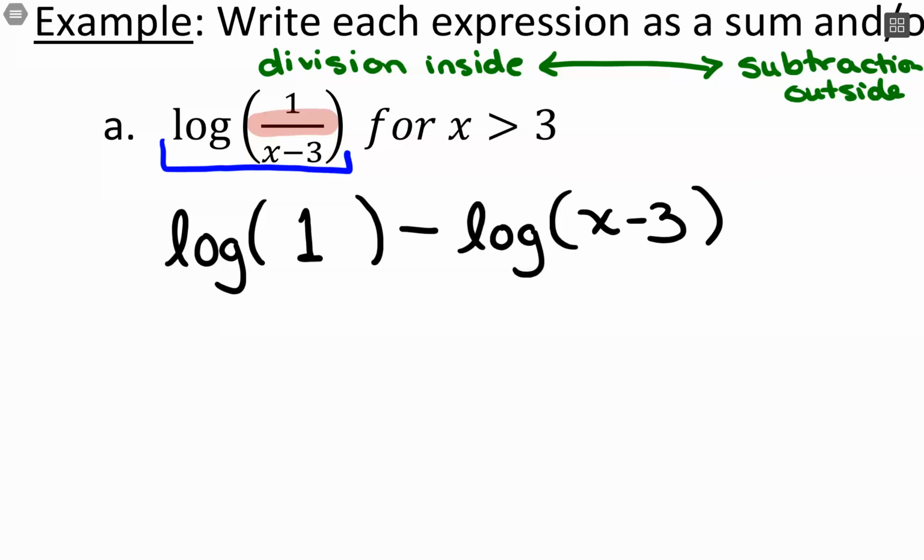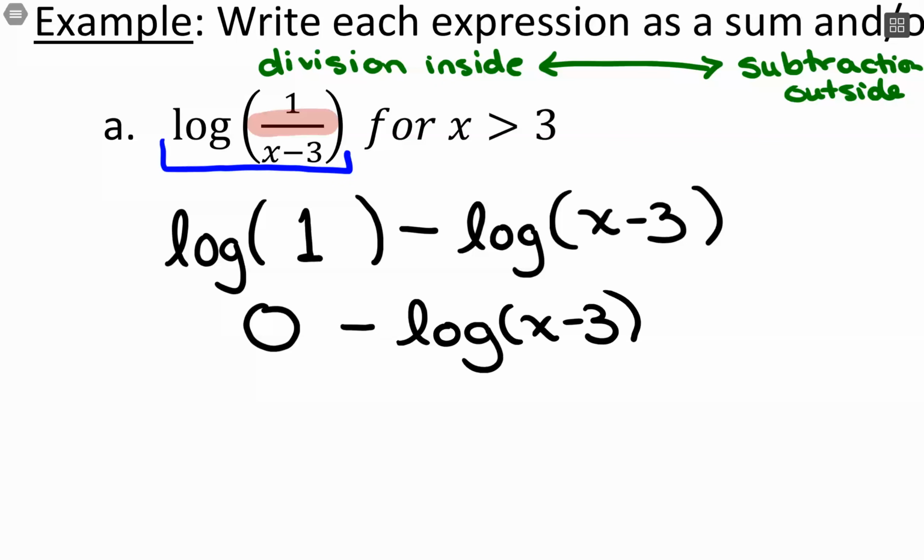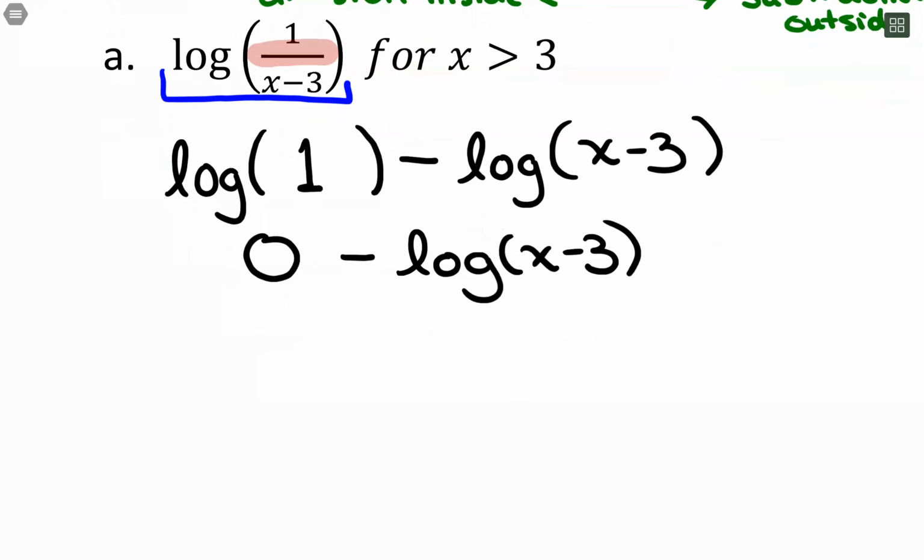And now I simplify. Logarithm base 10 of 1, we have our identity property that said whenever we have a value of 1 inside, that means we need to have an exponent of 0. So this is the same thing as 0 minus that logarithm of x minus 3, which that 0 is just kind of extra there, so we can get rid of that with negative log of x minus 3.